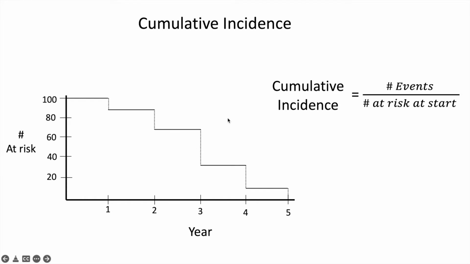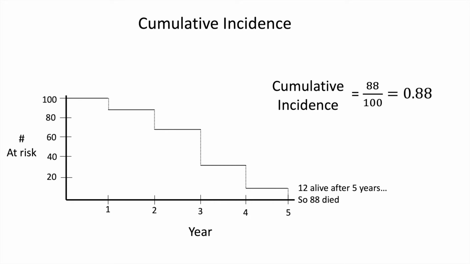So using this information to find cumulative incidence, we can do the number of events over the number at risk at the start. So since there were 12 people alive after 5 years, we know that 88 died in total. So there were 88 events and 100 at the start, so a cumulative incidence of 0.88.